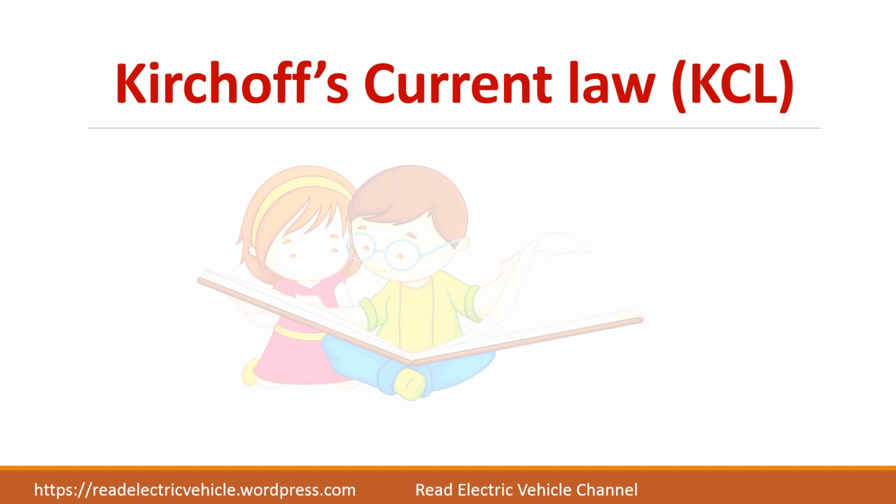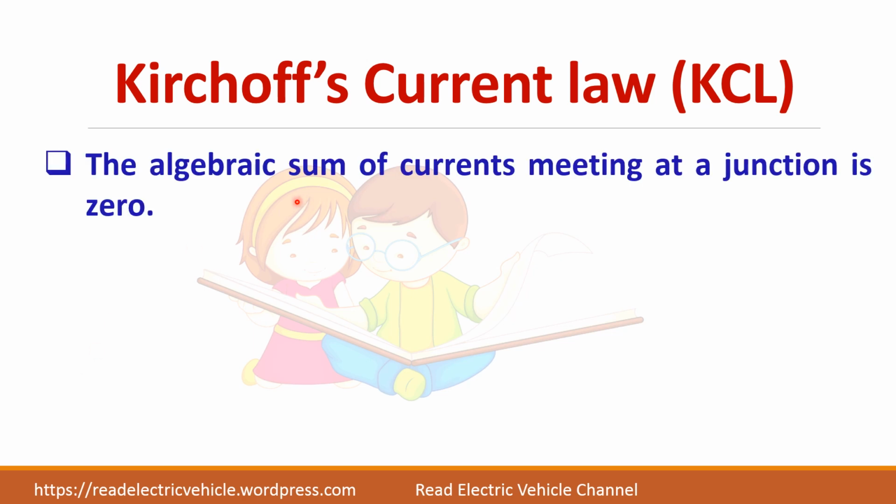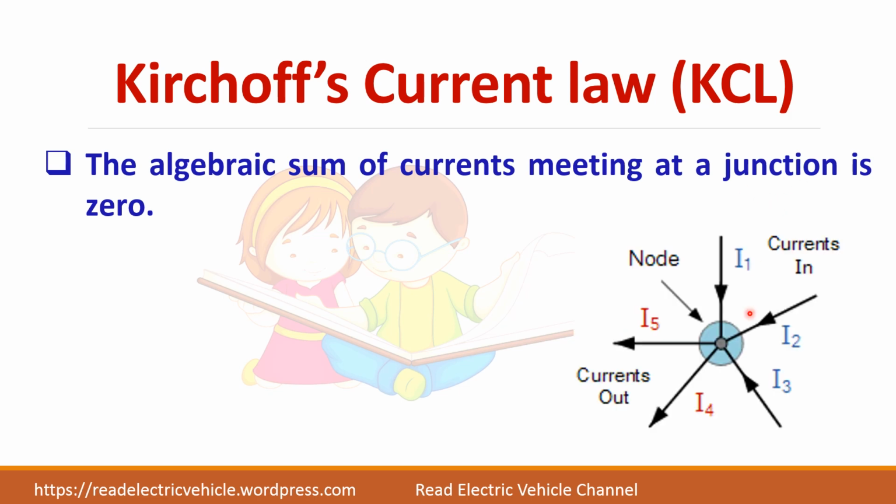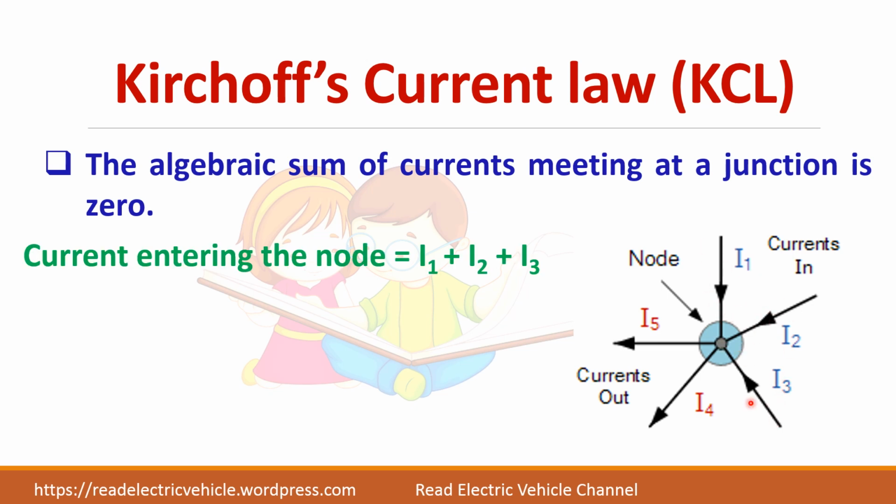Let us see about Kirchhoff's current law. According to this law, the algebraic sum of the currents meeting at a junction or a node is 0. For example, you take this node. Here you see the direction of arrows in I1, I2 and I3. They are entering the node. So the currents entering the node are I1, I2 and I3. You see the arrow direction of I4 and I5. They are leaving the node. So the sum of the currents leaving the node is I4 plus I5.